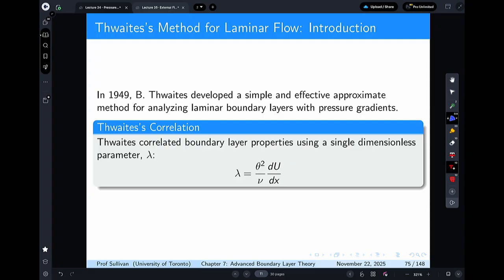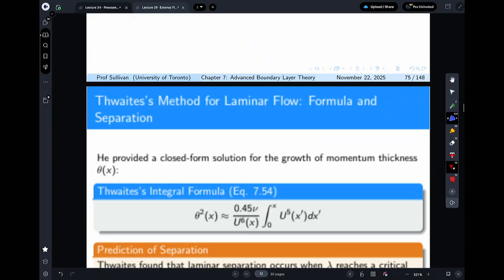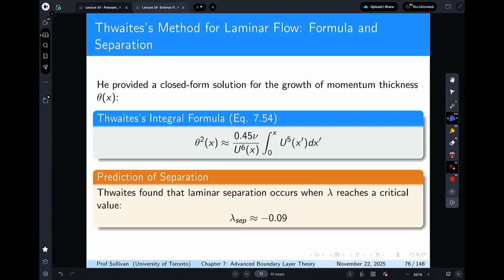Thwaites proposed boundary layer properties using a single dimensionless parameter, and again, I kind of want to tie back to chapter 5. It's really kind of neat that you can do all of these types of analyses with relatively simple tools. So lambda is momentum thickness squared over kinematic viscosity times the velocity gradient du dx. And again, something you can do at home, just check and see if that is in fact dimensionless. And again, you are not deriving this. You are expected to be familiar with it and sort of recognize it, but that's it.